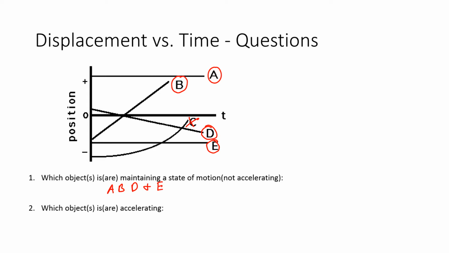Alright, which objects are accelerating? So we just said that A, B, D, and E are not accelerating, so that means object C must be accelerating. So it is, because it's changing its slope.